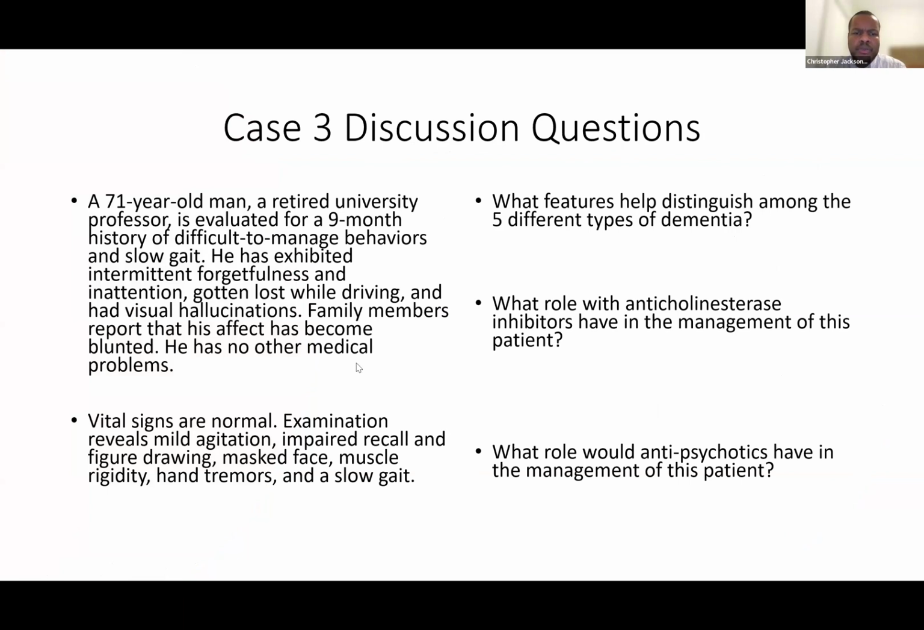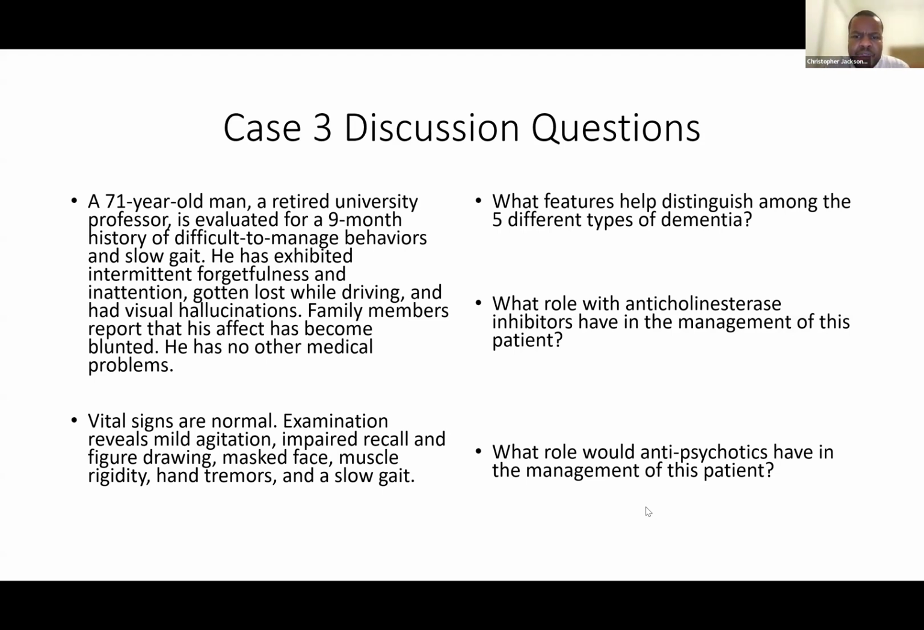So, what features help us distinguish amongst the 5 different types of dementia? Would anticholinesterase inhibitors have a role in this patient? And what about antipsychotics? I think somebody brought up a great point earlier that when we say dementia, it's a little bit challenging to use the term because there are so many different subtypes. And with there being so many different subtypes, if we're not careful and just use this blanket term, we might be missing the opportunity to meaningfully impact and help patients.